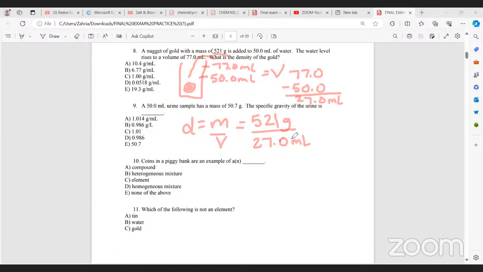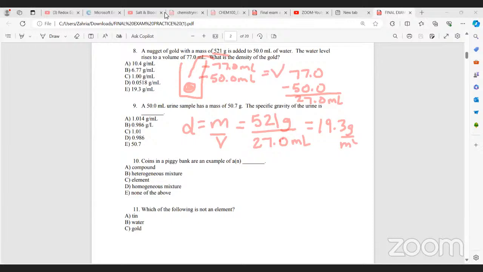So let's plug this into our calculator. Again, let's pull it up. Okay, so we've got 521 divided by 27.0, and we get, and remember, we got to keep in mind the significant digits rules. We only need 3 of those numbers. So we get 19.3, okay? 19.3 grams per milliliter. So again, let me go ahead and exit out of that calculator so you all can see it.